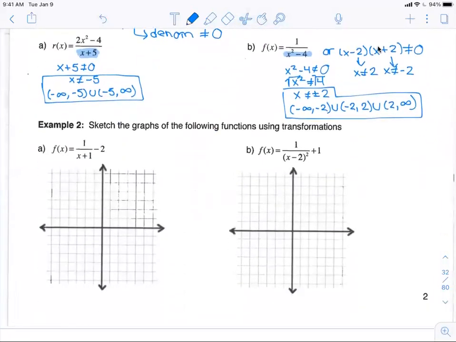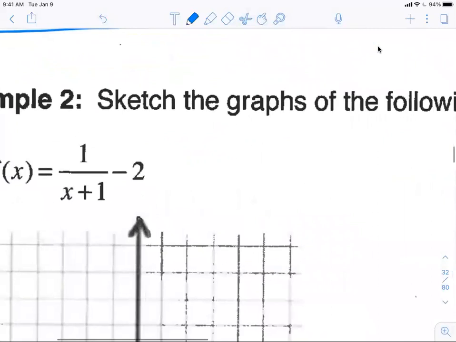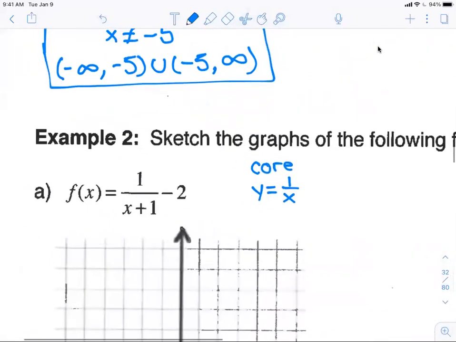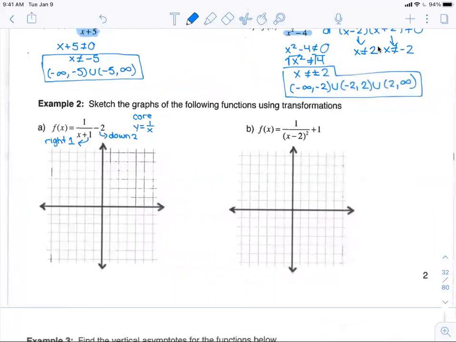All right, example 2 is sketching. If we take a look at the sketching problems, we're going to be looking at their movement up, down, left, and right, and their core graph. The core graph for this one is y equals 1 over x. And because of the movement, the minus 2 means you're going to go down 2. And because of the plus 1, you're going to go right 1 because it's inside the function. So that's your left and right. We're just using transformations that you did a lot of first semester.